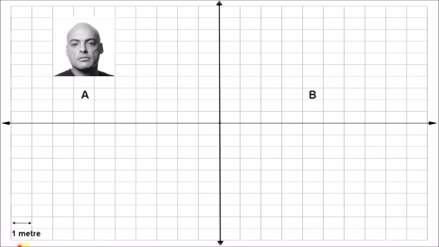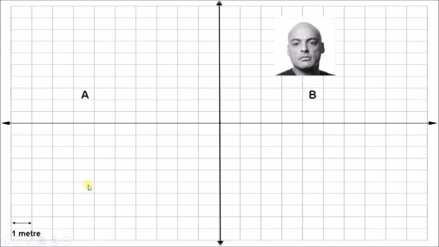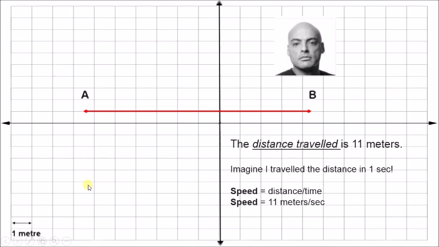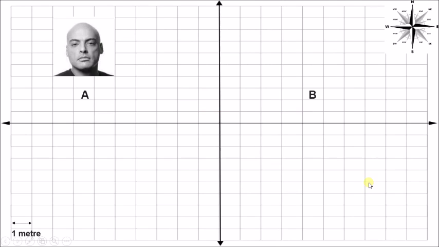We have a rectangle around 1 meter wide. So I am moving from A to B. The distance traveled is around 11 meters. So imagine that I traveled that distance in 1 second, pretty quick, eh? Use the formula, speed equals distance over time. The distance was 11 meters and the time was 1 second, so therefore the speed is 11 meters per second, pretty quick.